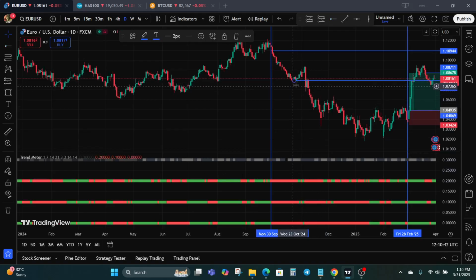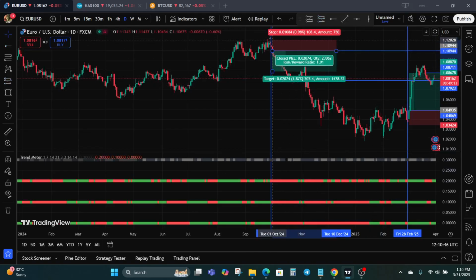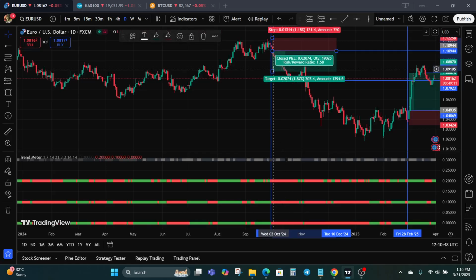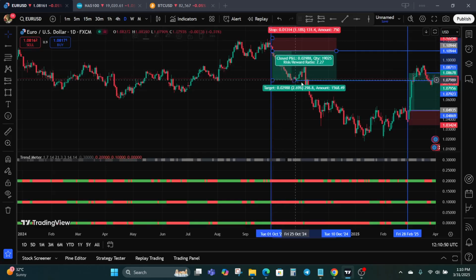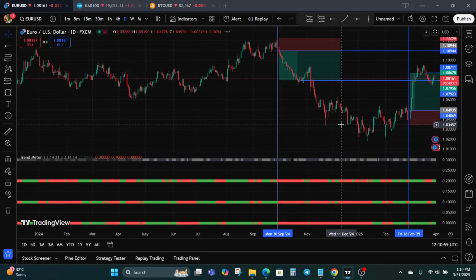That will be coinciding with this support. So that means you would have been risking this to make something about this, right? So you also have a good risk to reward ratio. Okay, so this is one of the ways you can use this indicator. Very straightforward, very beginner friendly.